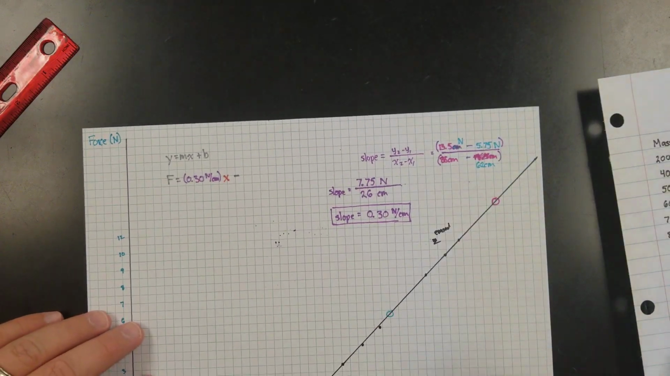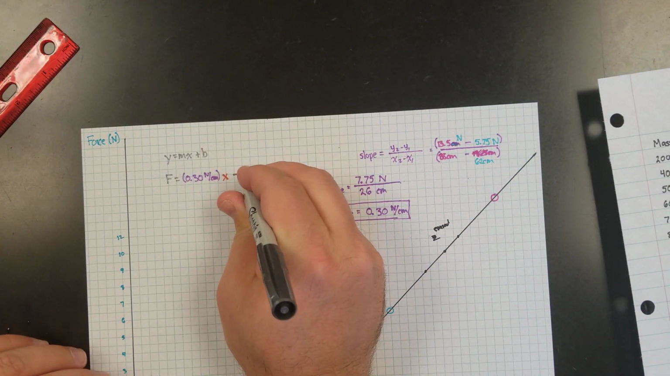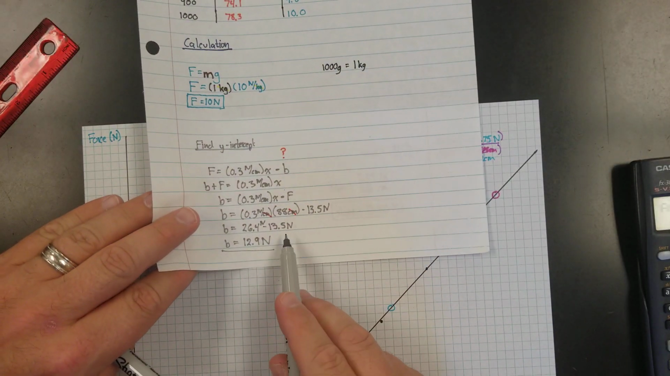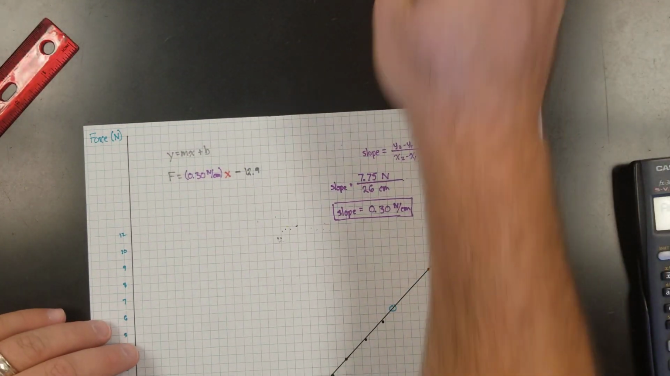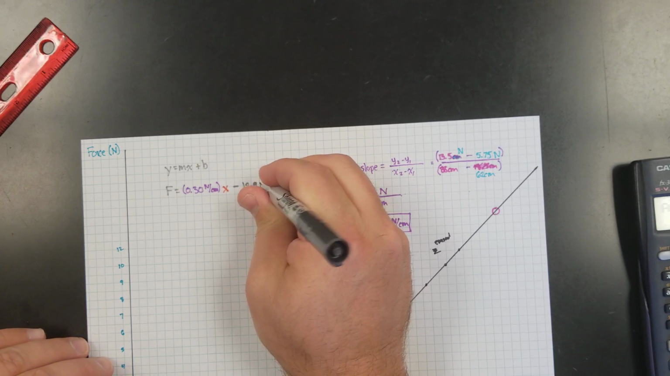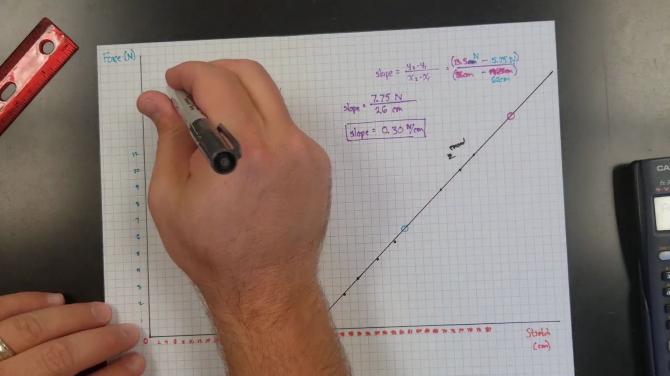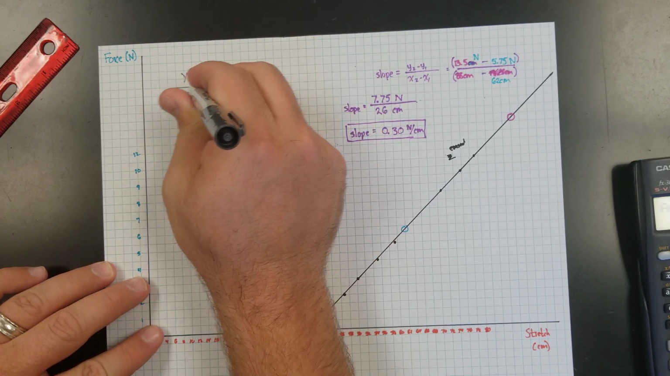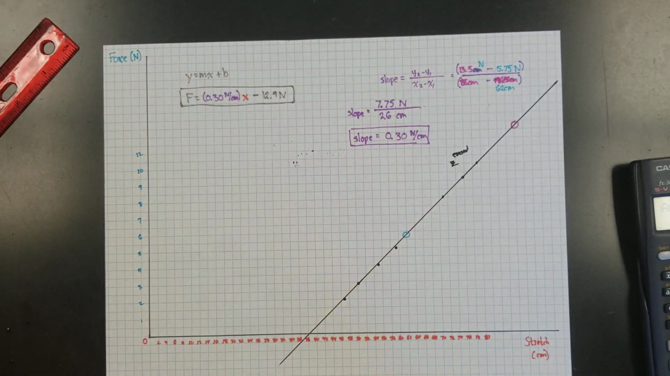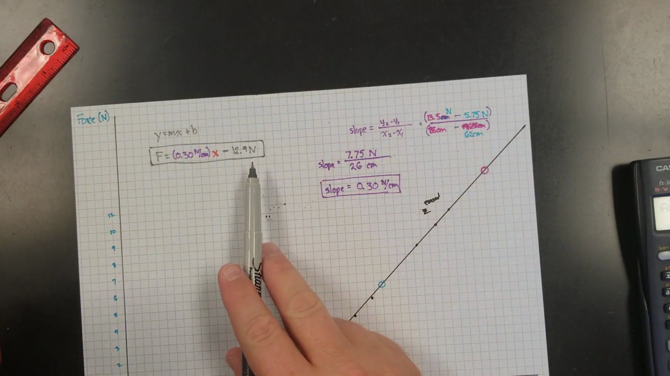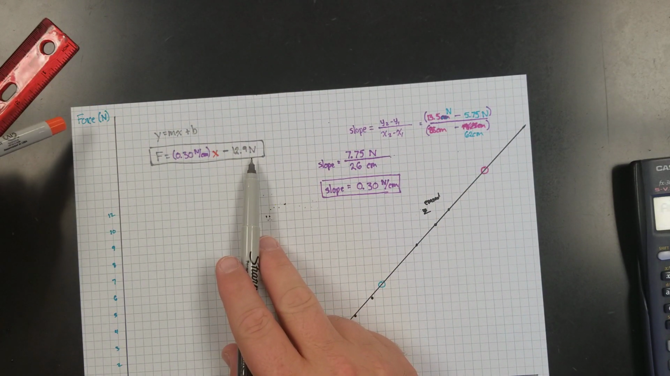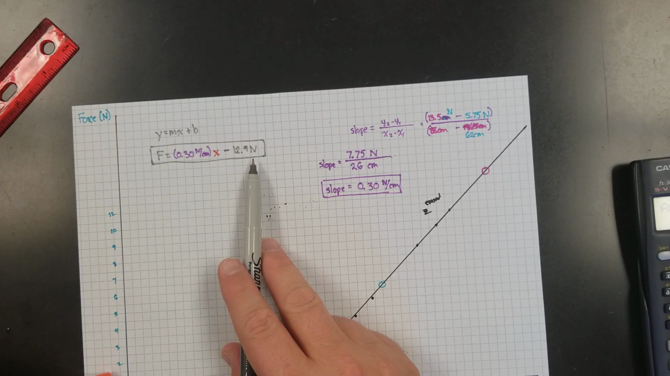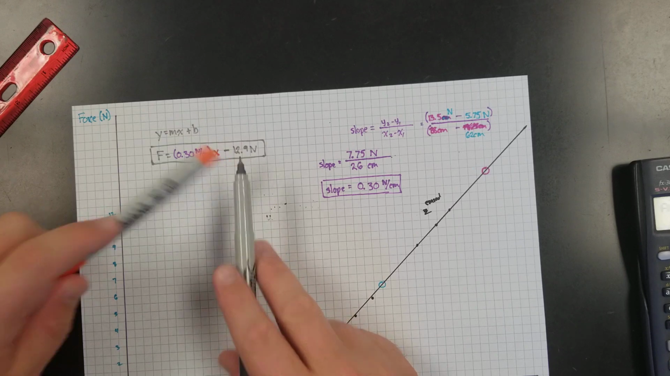So let's go back up here. Minus 12.9. And then it has a unit of newtons, capital N. Okay, so this is our equation. Put a box around that. Notice that your y-intercept has the same unit as your y-axis did, and that should be true. Any number along this line should have a unit of newtons.